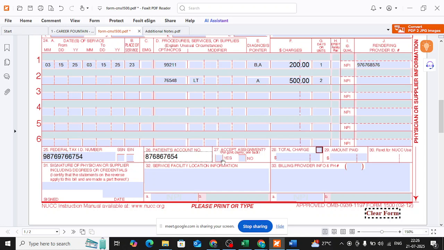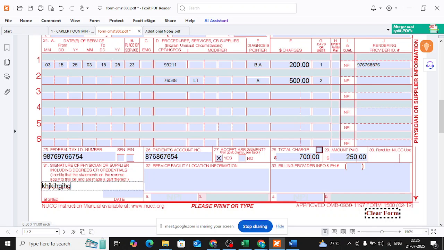Box number 27 is for accept assignment, like terms and conditions. Always go as a yes. Box number 28 is the total charges, for example here $700, and box 29 is the amount paid. If the patient has paid or if the primary insurance has paid anything, that amount will go here, or else it will go blank. Box number 30 is reserved for the NUCC, so we don't have to worry about that. Box number 31 is again for the signature of the physician.